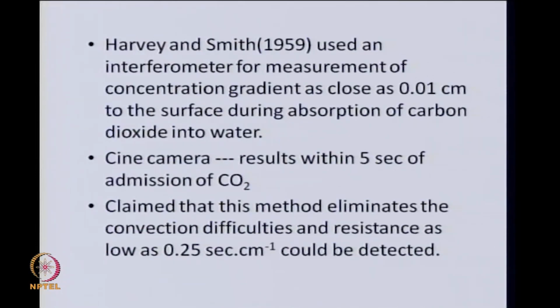They also use a cine camera, so that the results could be obtained within the first 5 seconds of exposure of the liquid to CO2. Their claim was that by this combination of techniques the effects of convection could be eliminated and resistances as low as a quarter of a second per centimeter could be detected. Still today, Harvey and Smith's 1959 paper remains one of the important papers which deals with interfacial resistance.